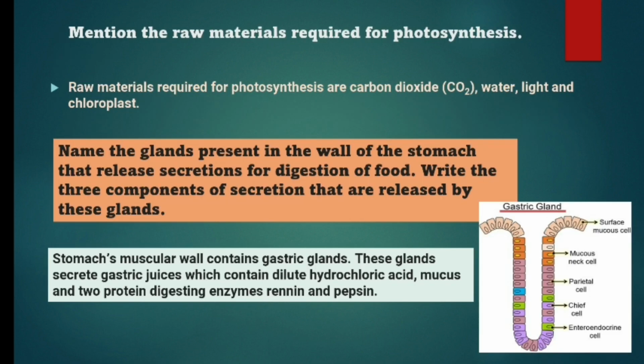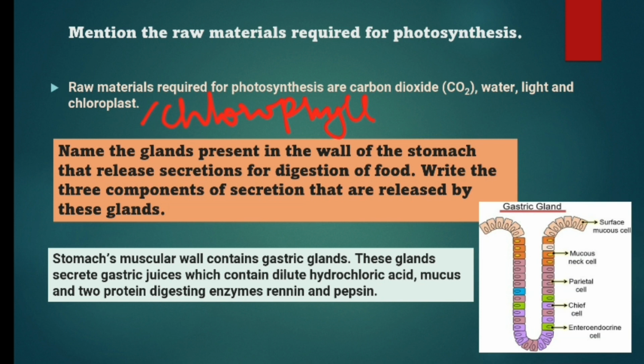Mention the raw materials required for photosynthesis. So, raw materials, as you all know, you need carbon dioxide, water, sunlight, and chlorophyll or chloroplast. These are the raw materials that are required to conduct photosynthesis for green plants.